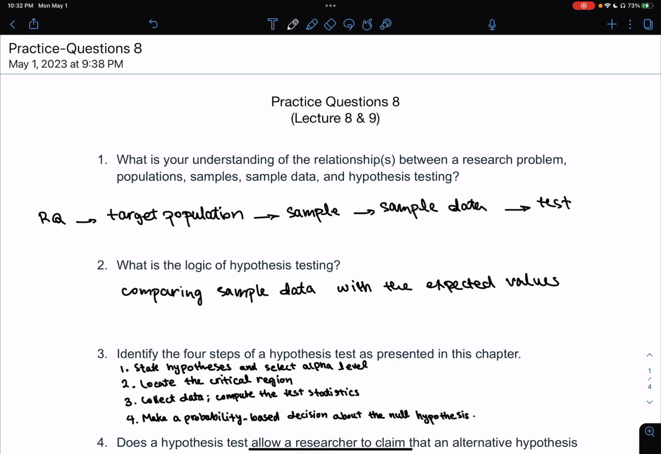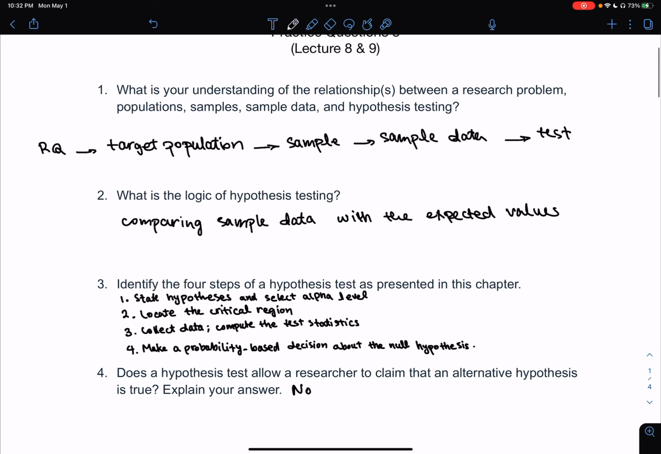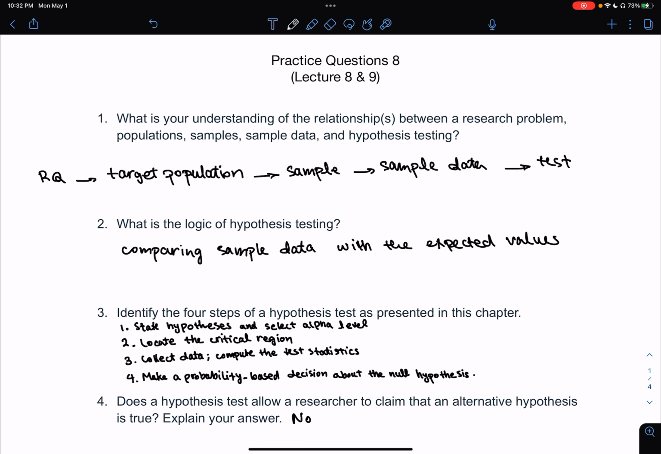This is the recording for practice questions 8, which I think covers lecture 8 and 9. This is a long one, so hopefully we'll go through it quickly. And I have written some of the answers down already, so we'll just explain them quickly.